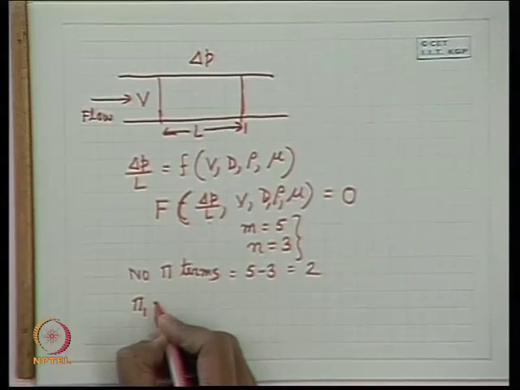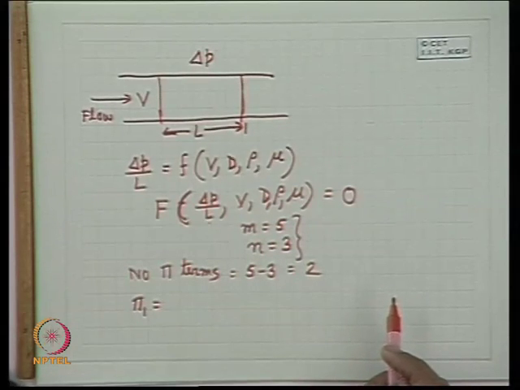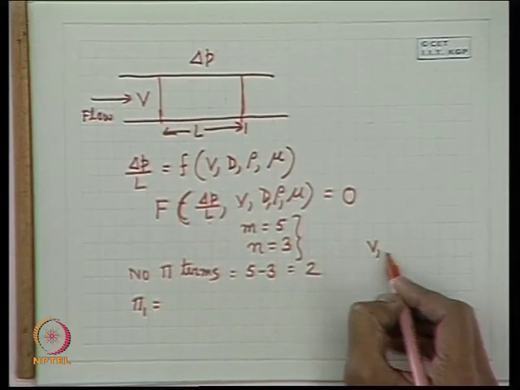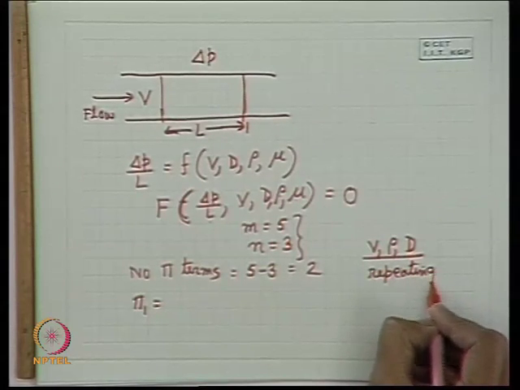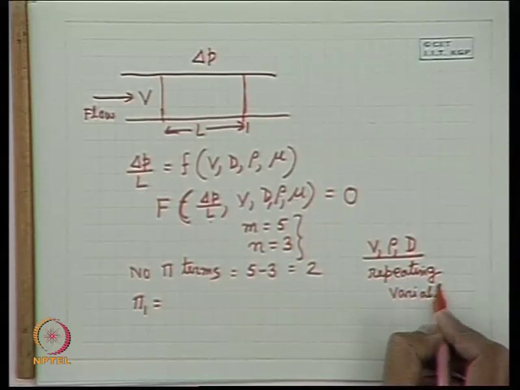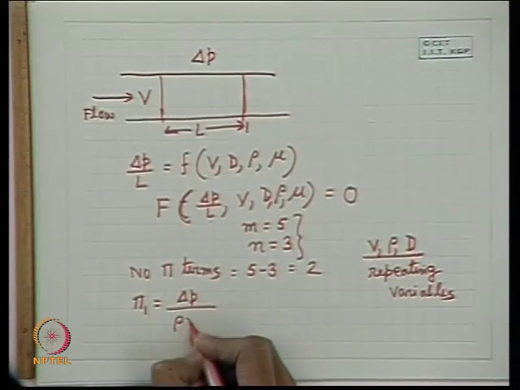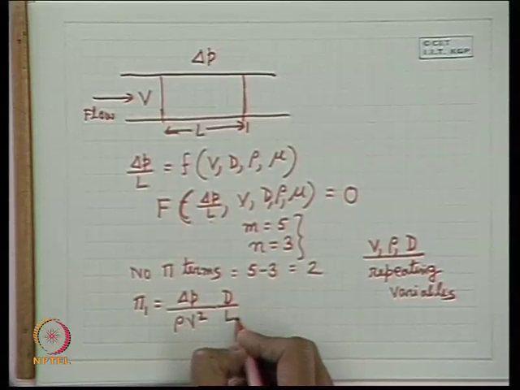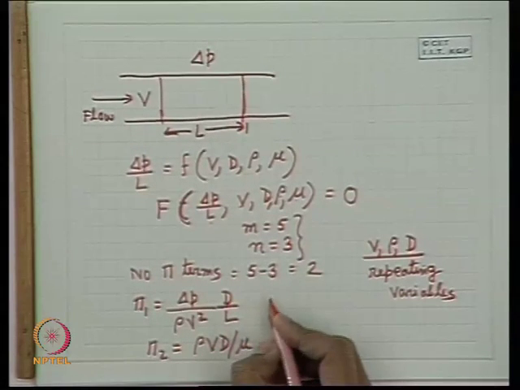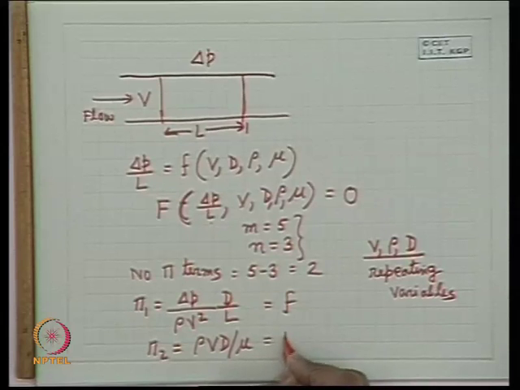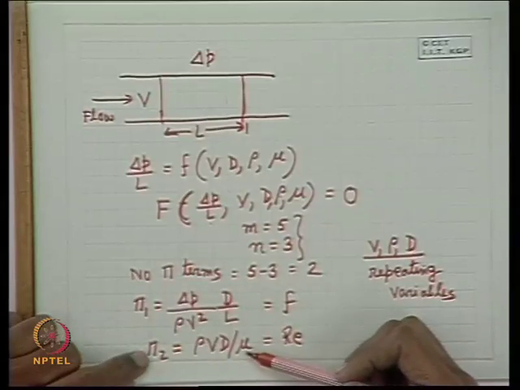What are those pi terms if we find them by any method of dimensional analysis? As you know, there are two methods: one is the Buckingham pi theorem, another is Rayleigh's indicial method. If we take V, rho and D as repeating variables, pi 1 comes as delta P by rho V square into D by L, and pi 2 comes as rho V D by mu. As you know, pi 1 is defined as the friction factor and pi 2 is defined as the Reynolds number. But what we observe is that this number is a dimensionless number, and this number is also a dimensionless number.